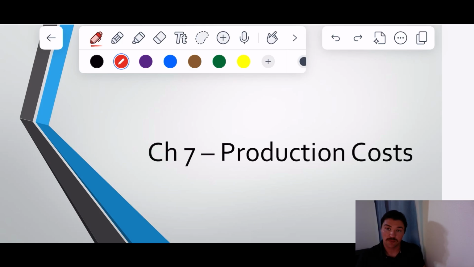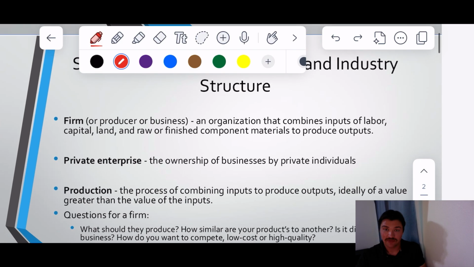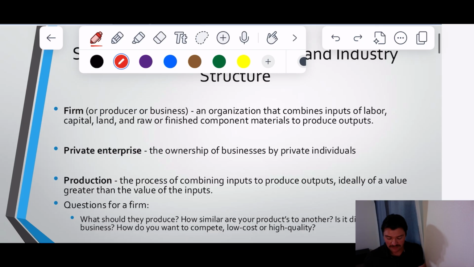We're going to start chapter 7, which talks about production cost. And really what we're trying to establish here is what a firm is trying to analyze whenever they're starting a business. So a firm is an organization that combines the inputs of labor, capital, land, raw or finished component materials to produce outputs. A firm is just a business that is taking labor and materials, processing them to make a final product, and then sell it.